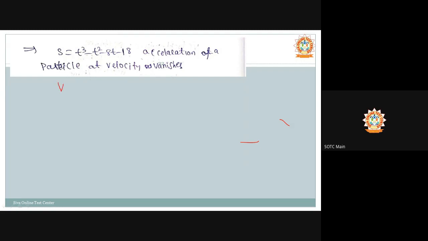So try to calculate the v. What is v? It will become 3t square minus 2t minus 8, that is equal to 0. Right? So how to write this? 8 into 3, 24. So 24 sum as minus 2, it will come minus 6 plus 4, right?